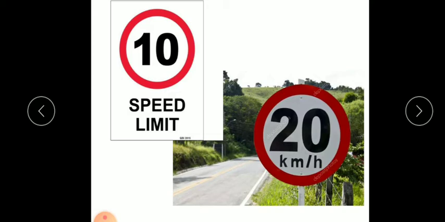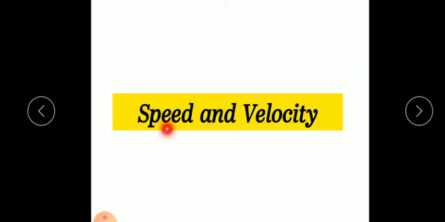Do you know what is speed? Yes, let us see. Speed and velocity. This word speed is familiar to you, but this term velocity is a new term, is it? So in today's class we are going to see what is speed and what is velocity.